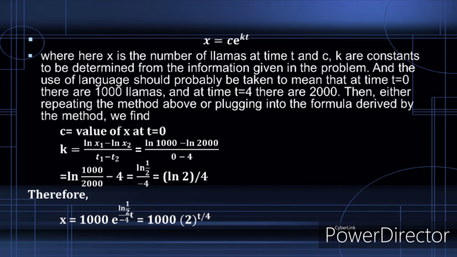So we have k equals ln x_1 minus ln x_2 over t_1 minus t_2, equals ln 1,000 minus ln 2,000 over 0 minus 4. So we have ln(1,000 over 2,000) over negative 4, equals ln(1/2) over negative 4, equals ln 2 over 4. Therefore, x equals 1,000 times e to the power of ln(1/2) over negative 4 times t. So we have x equals 1,000 times 2 to the power of t over 4.